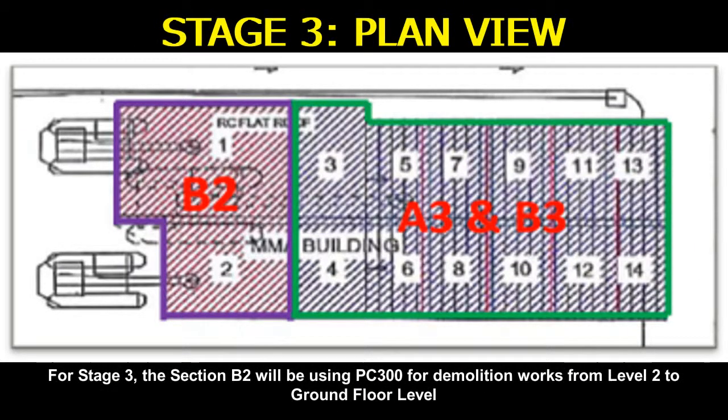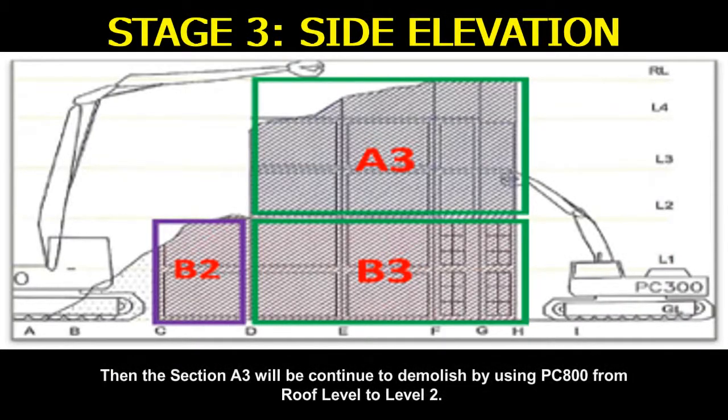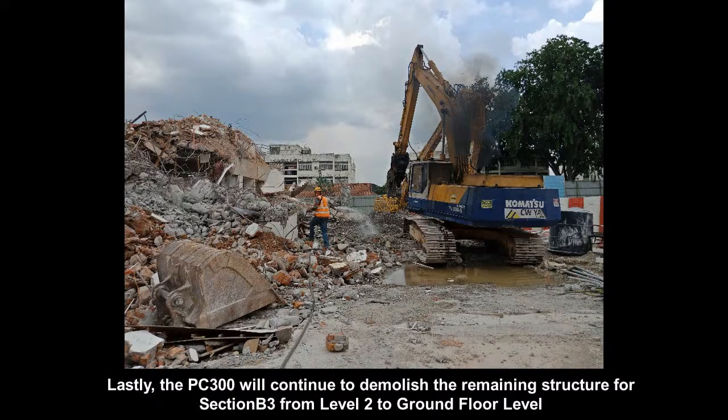For stage 3, section B2 will be using PC300 for demolition work from level 2 to ground floor level. Then section A3 will be continued to be demolished using PC800 from roof level to level 2. Lastly, the PC300 will continue to demolish the remaining structure for section B3 from level 2 to ground floor level.